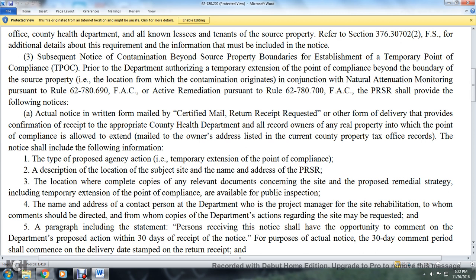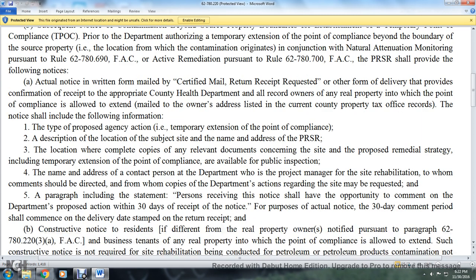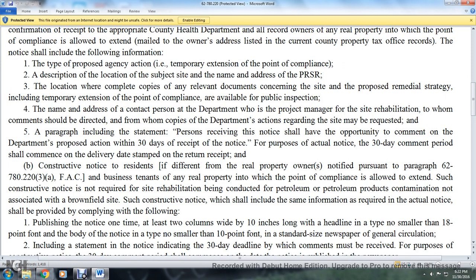The notice shall include the statement that persons receiving the notice shall have the opportunity to comment on the department's proposed action within 30 days of the receipt of the notice for the purpose of the actual notice. The 30-day comment period shall commence on the delivery date stated on the return receipt. Constructive notice: residential tenants, if different from the real property owner, are notified pursuant to paragraph 62-780.220(3)(a), as are business tenants that own or lease real property in which the point of compliance is allowed to extend.